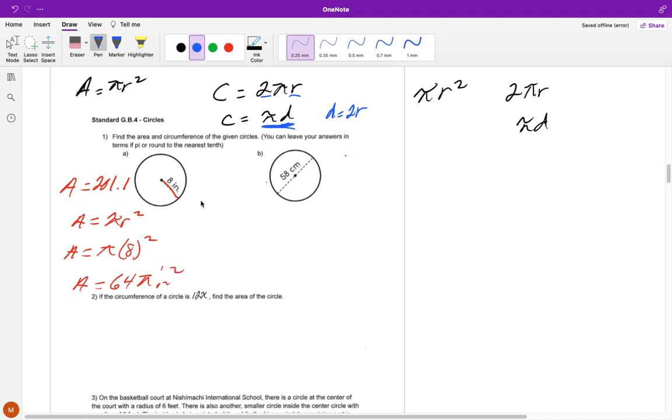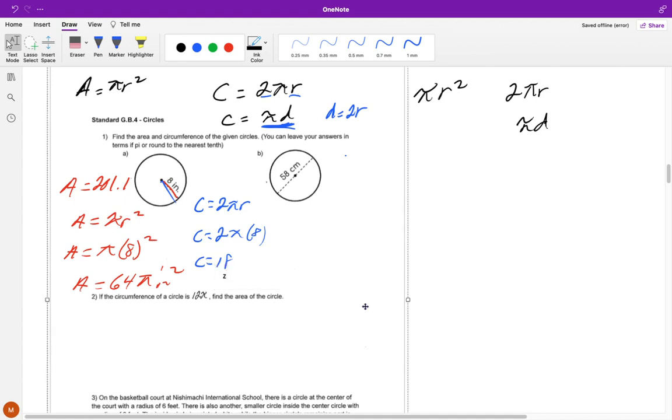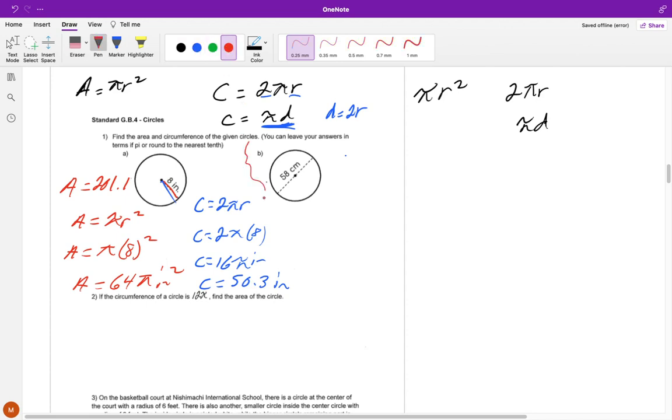Our circumference is equal to 2 pi r, and our radius is still 8. So our circumference is equal to 2 times pi times 8, or 16 pi. Or we can type that into a calculator to round it if we wanted to. So our circumference is equal to 50.3 inches.